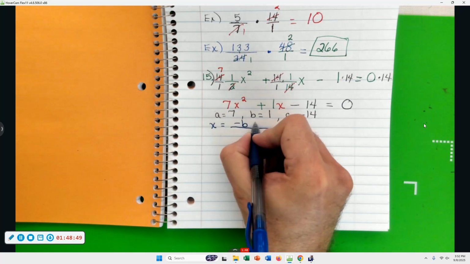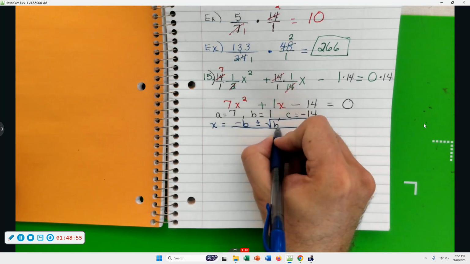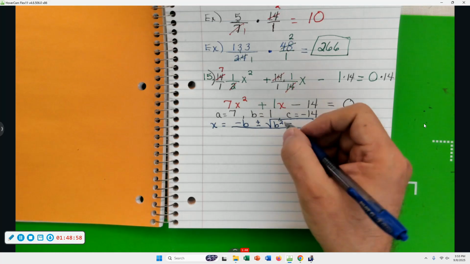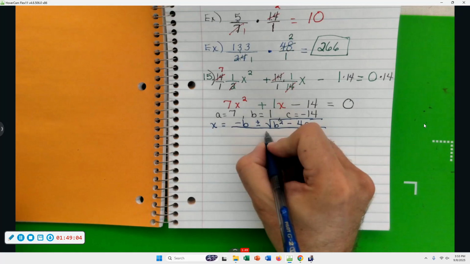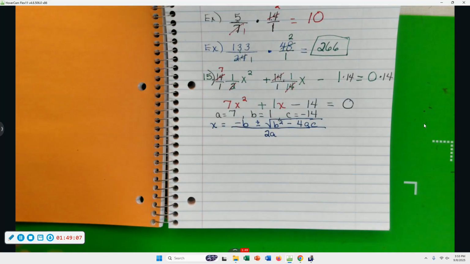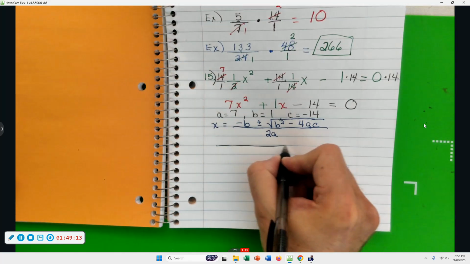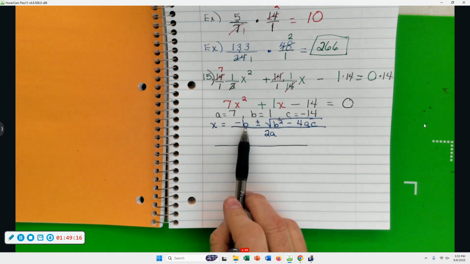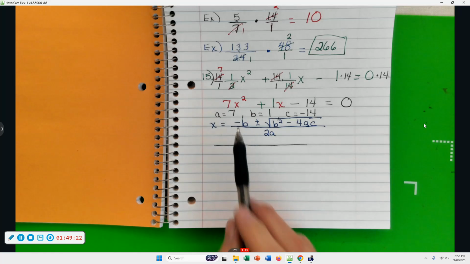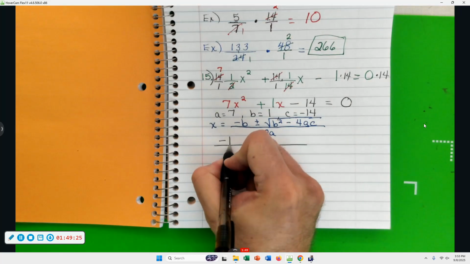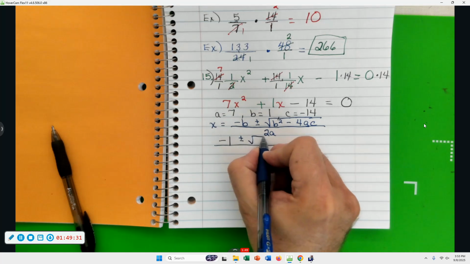Negative b plus minus the square root of b squared. This is nice because b squared we can do in our head. Minus 4ac. We don't need a calculator for b squared. All over 2a. So plugging in negative b. B was a positive 1, so what am I writing for negative b? Negative 1 plus minus the square root.